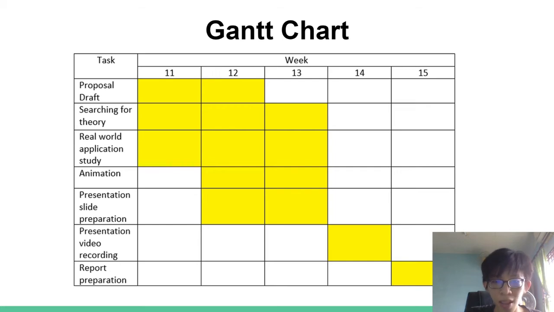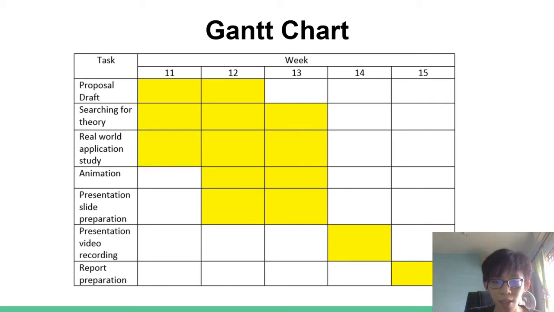Between week 12 and week 13, we will coordinate with Seng in order to do the animation. The animation basically takes 2 weeks, which is week 12 and week 13. After we do the animation, we also prepare the slides for the presentation. This also occurs in week 12 and week 13.